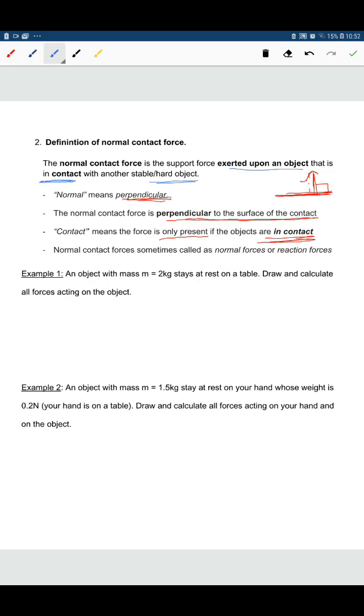We have an object with mass 2 kg and it stays at rest on a table. Now draw and calculate all forces acting on the object. So it is our object, staying at rest on the table. The table is horizontal with a hard surface. The object has mass and it has weight. We know it's acting downward and it's 20 Newton.